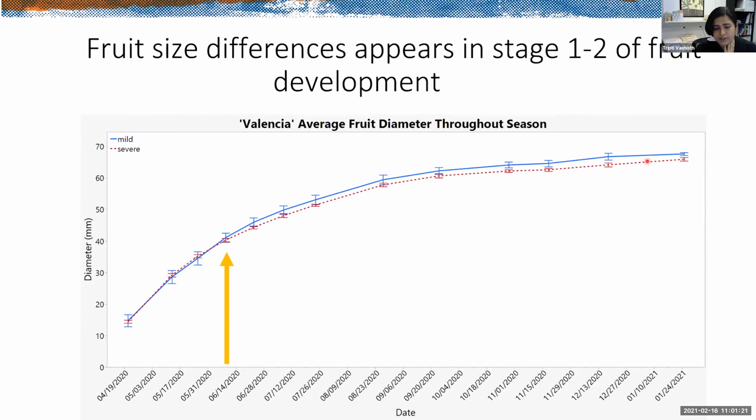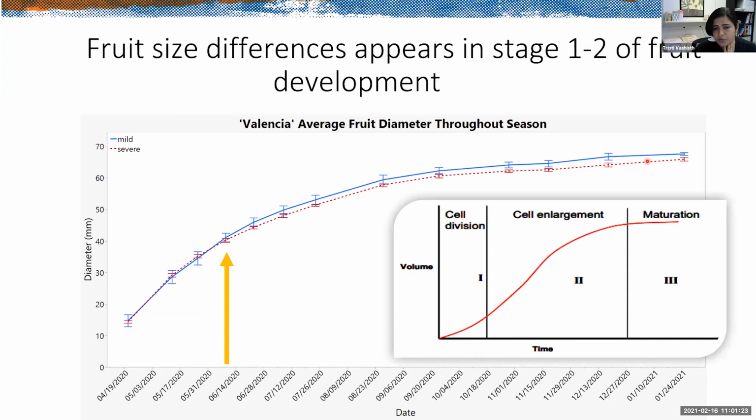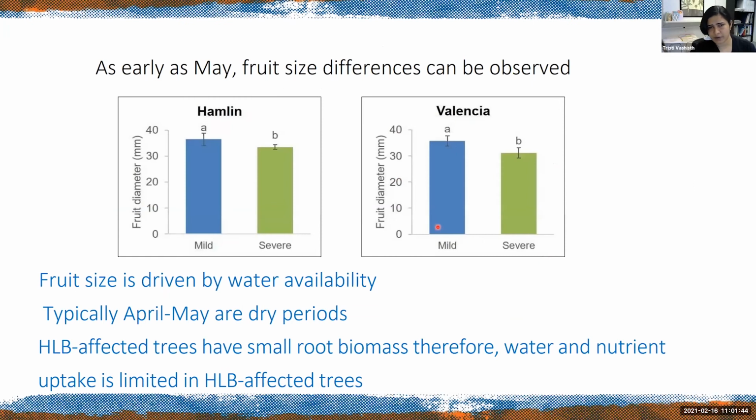as the time progresses. To remind you, we are talking about somewhere here, the stage when we start seeing differences in the cell size. And this increase in size is driven by water availability. So this is another data set, another experiment, but same thing as earlier. We are seeing differences in fruit size. Fruit size is driven by water availability, and typically April and May are dry periods.